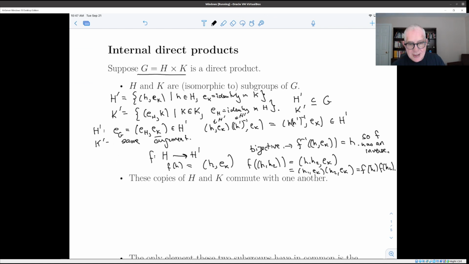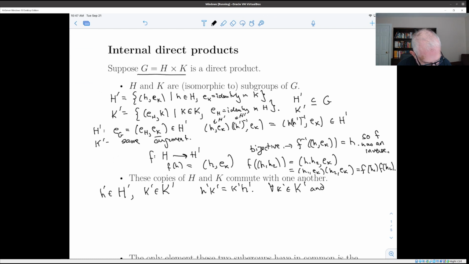Okay, the second observation to make is that the two factors commute with one another. So what I'm really saying here is that if you take h' in H prime and k' in K prime, then h' k' equals k' h' for all k' in K prime and h' in H prime.